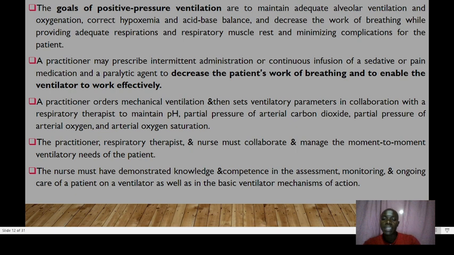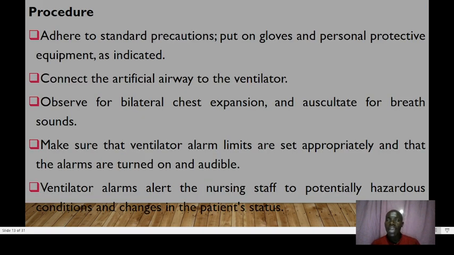So when a practitioner orders mechanical ventilation, we'll set the ventilatory parameters in collaboration with the respiratory therapist, just to maintain the pH, partial pressure of arterial carbon dioxide, partial pressure of oxygen, and arterial oxygen saturation. The practitioner, the respiratory therapist, and the nurse must collaborate and manage the moment-to-moment ventilator needs of the patient. So the nurse must demonstrate knowledge and competence in assessing and monitoring the ongoing care of a patient on a vent, as well as the basic ventilator mechanism of action.